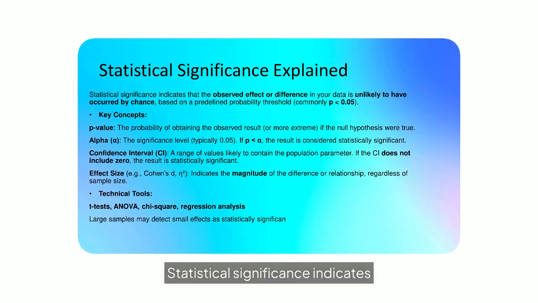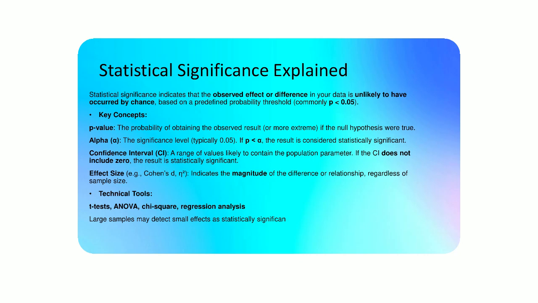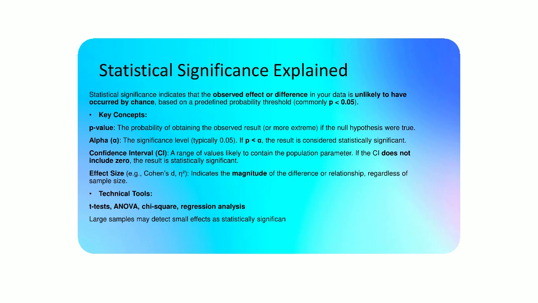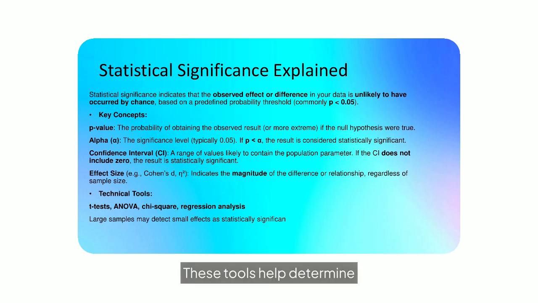Statistical significance indicates that an observed effect is unlikely to have occurred by chance. Key concepts include p-values, alpha levels, confidence intervals, and effect sizes. These tools help determine the reliability of research findings.